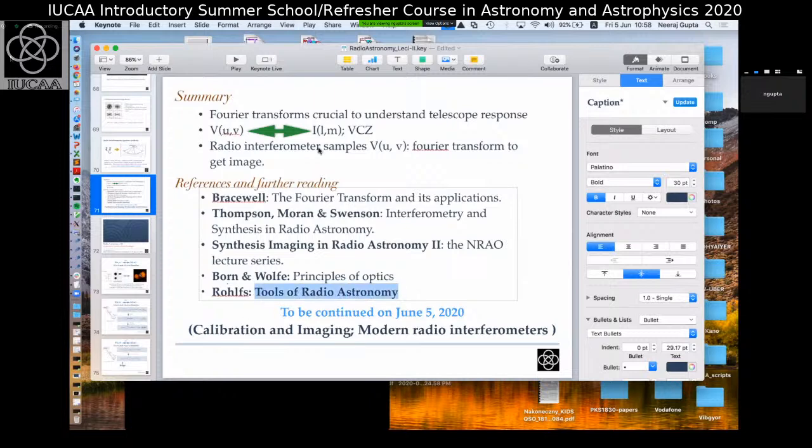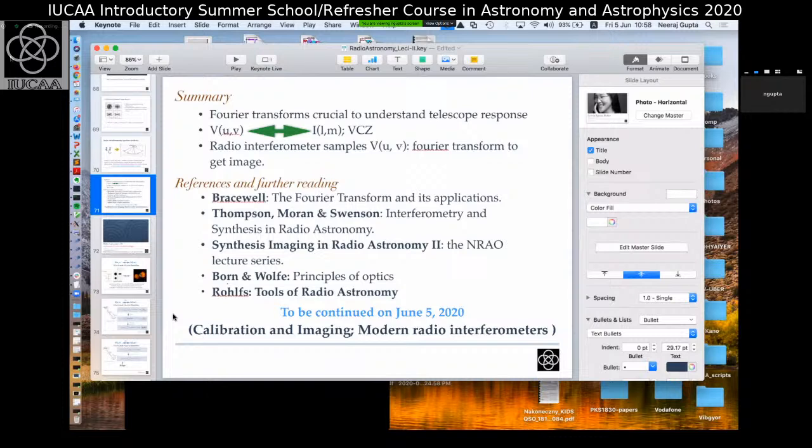And look at some books on Fourier optics, I would say. There are plenty of them that you can get, and they're really interesting to read, trying to understand how basic optics works. Because whether it's optical imaging, interferometry, or imaging with a single dish, the basic concepts are very much the same, right?